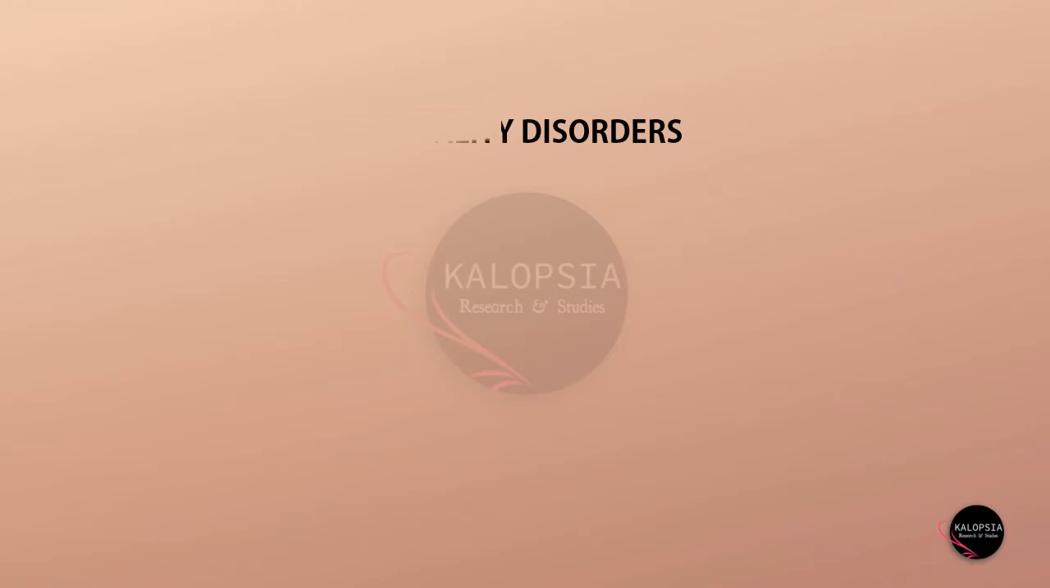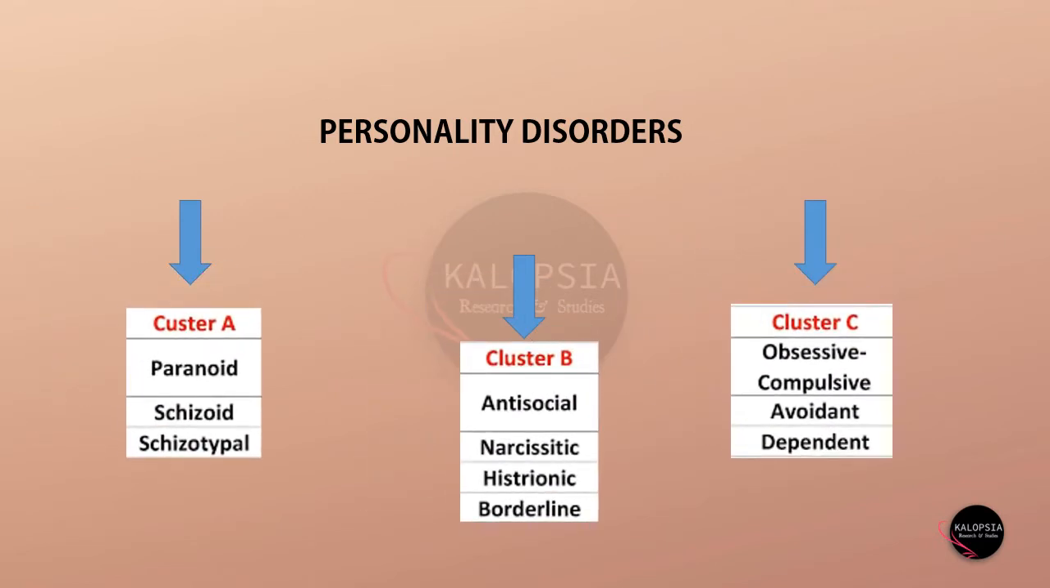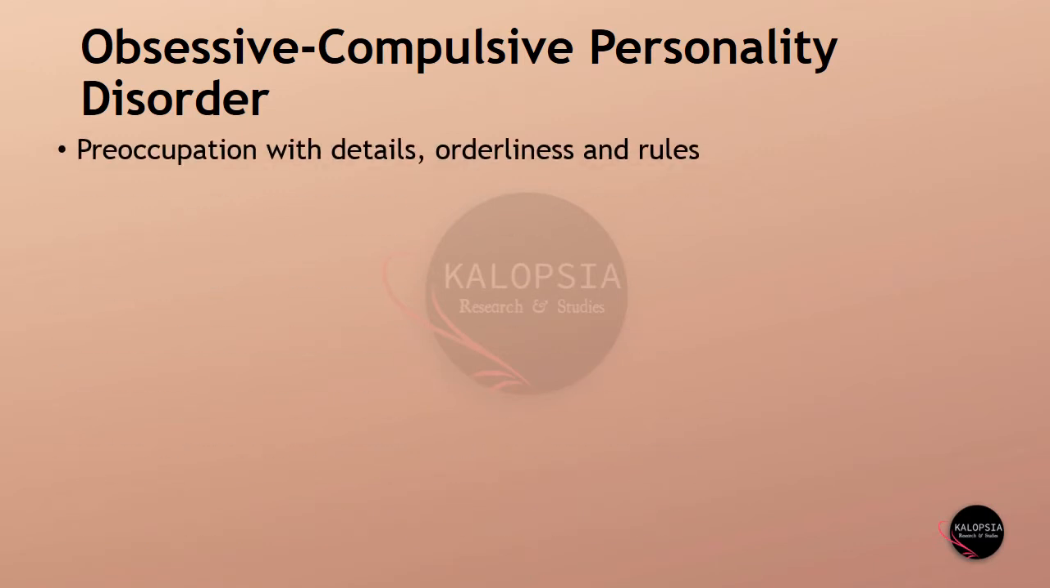As we already know, personality disorders are classified into three clusters, namely Cluster A, Cluster B and Cluster C. And Obsessive-Compulsive Personality Disorder comes under Cluster C personality disorders. People with OCPD have preoccupation with details, orderliness and rules.